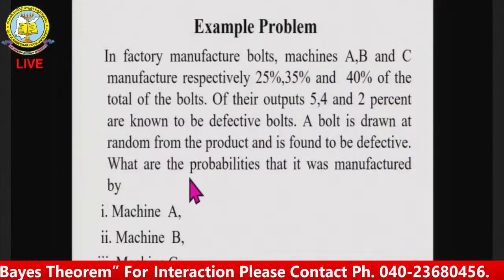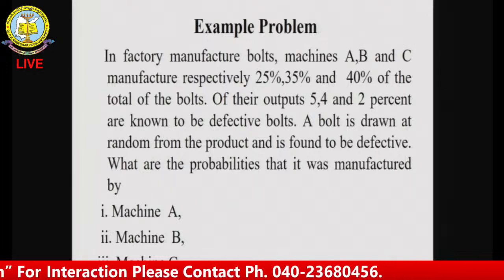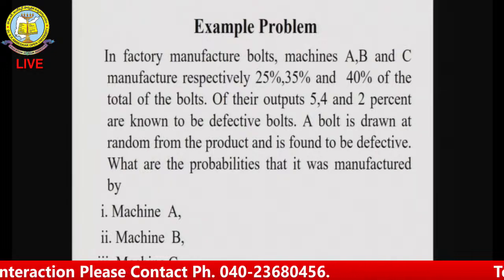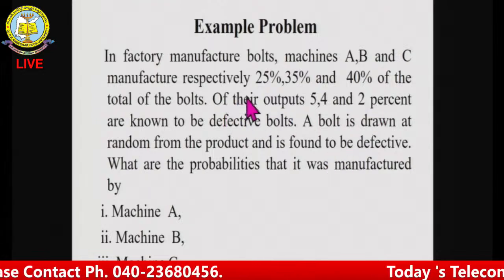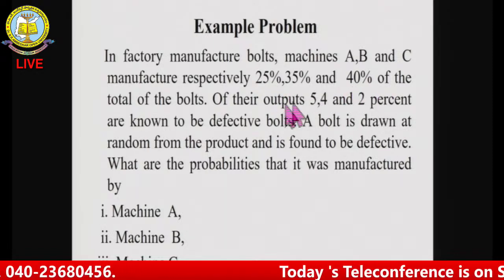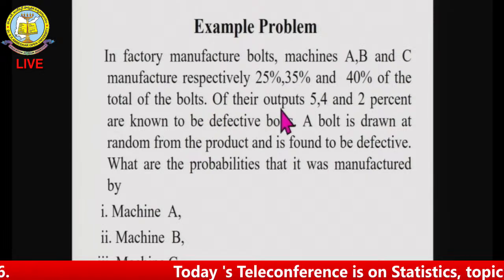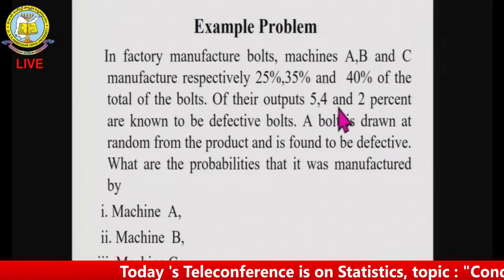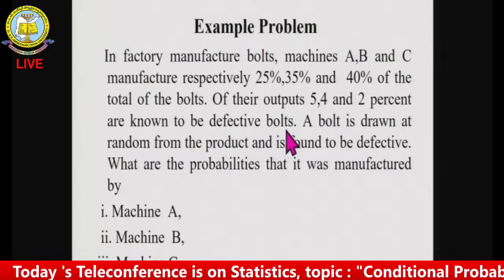I can apply Bayes theorem here for 3 events. What I said earlier, at least 2 events are required. Now I am applying it here to 3 events, A, B and C, which manufacture respectively 25%, 35% and 40% of the total bolts. Of their outputs, 5%, 4% and 2% are known to be defective bolts.